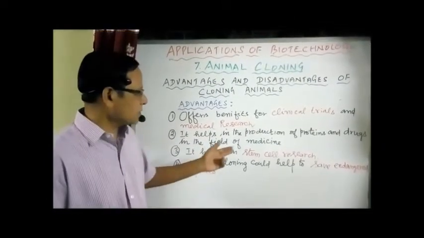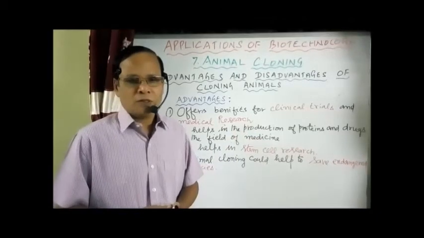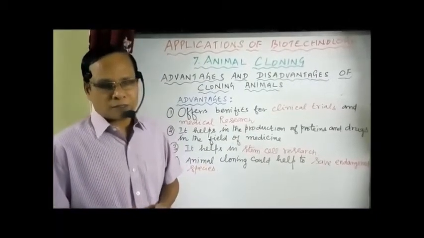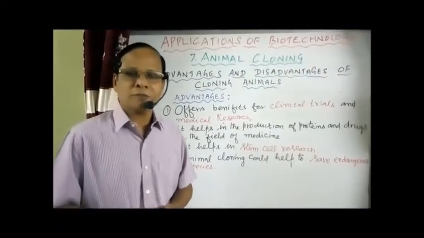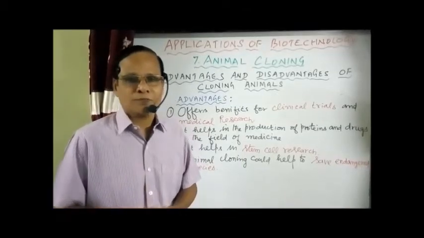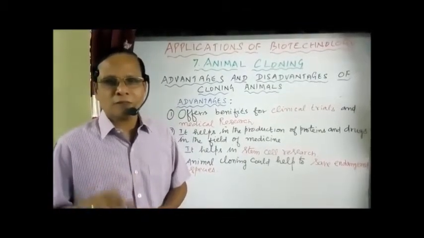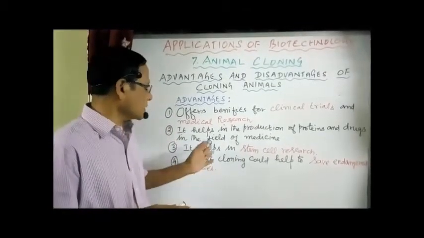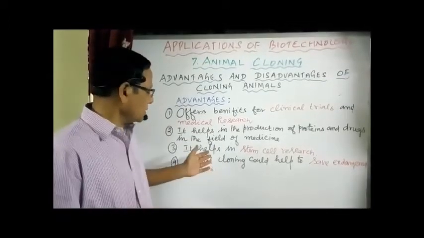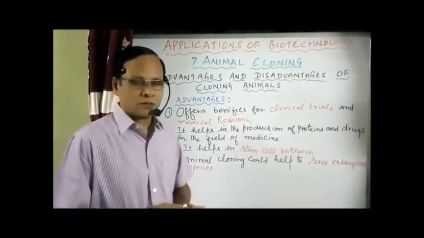Now, it helps in stem cell research. What is the role of stem cells? How useful are the embryonic stem cells and the adult stem cells? For that research, for that work, we need cloned animals. So cloned animals help in stem cell research.